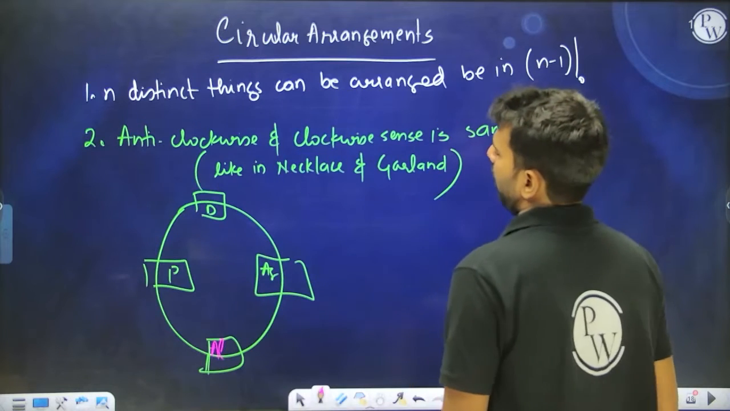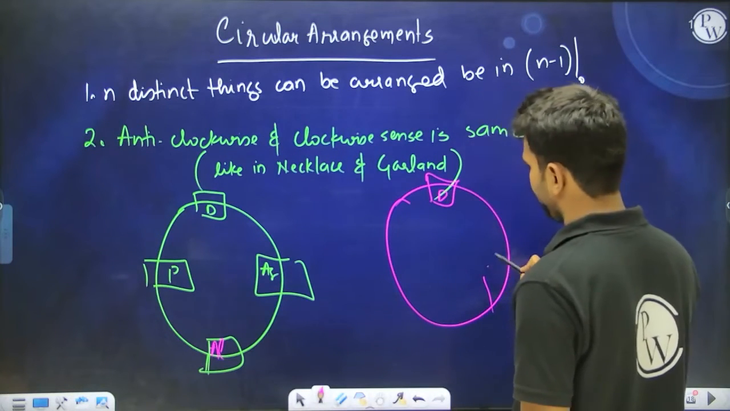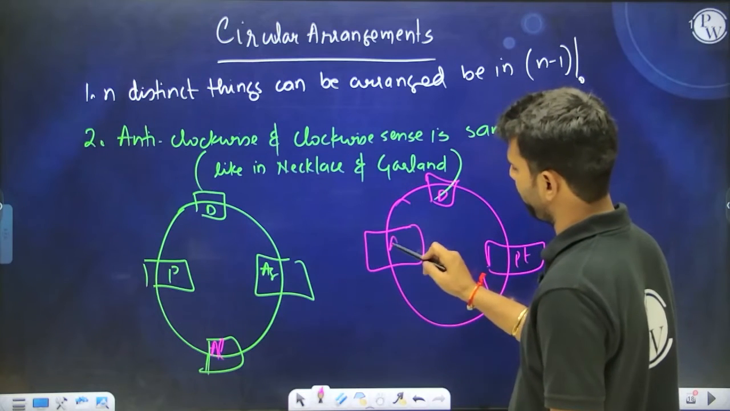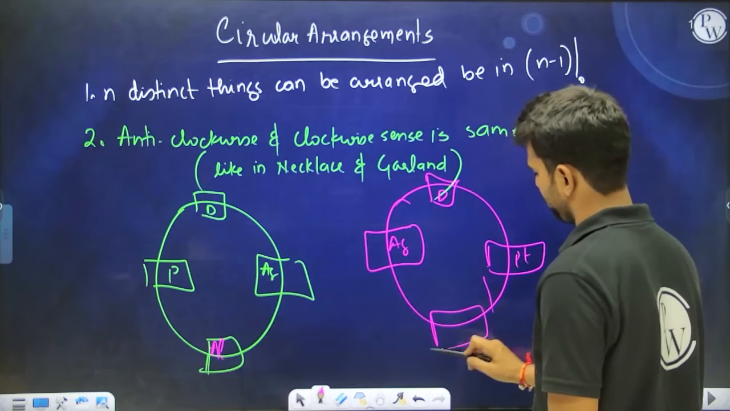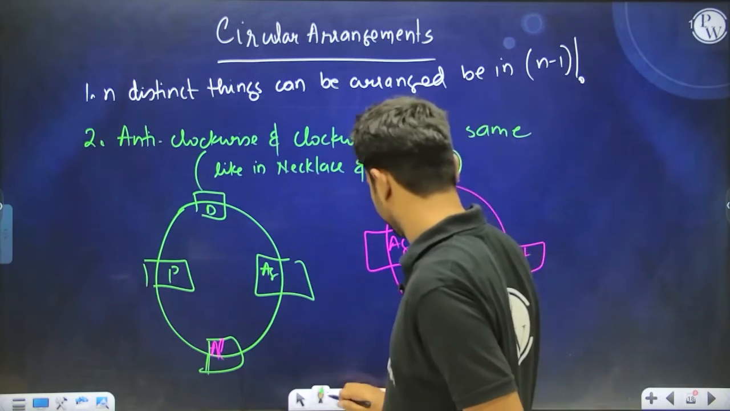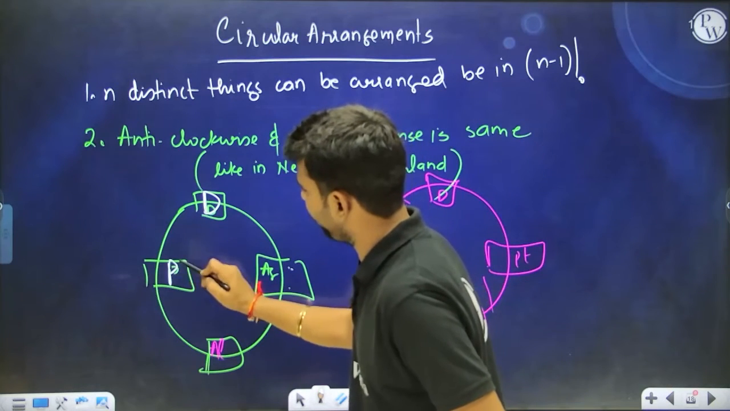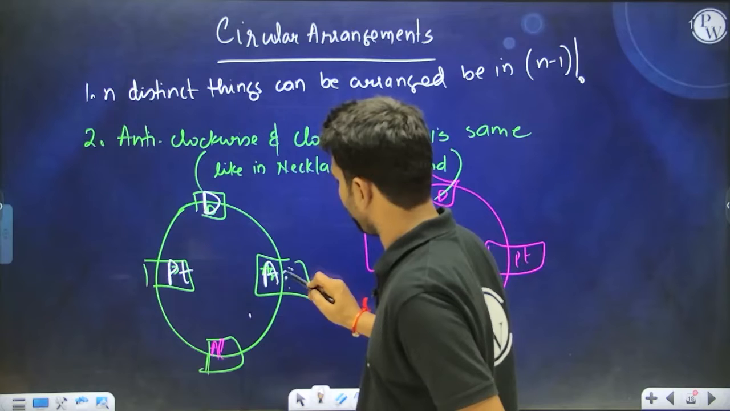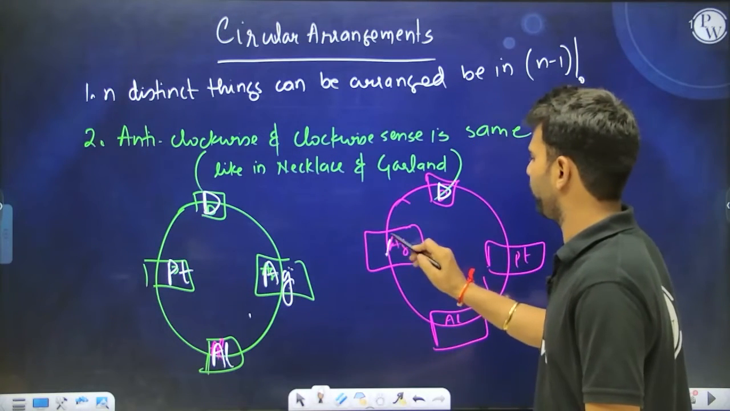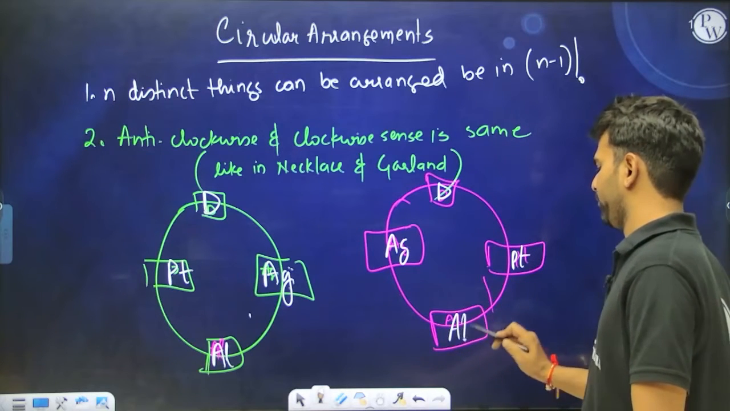If I give you one necklace like this, over here diamond is there, over here platinum, over here silver, and over here aluminum. Let me write these down neatly so that you can understand better. This is diamond, this is platinum, this is silver, and this is aluminum. In the other one, over here is diamond, over here is silver, over here is platinum, and over here is aluminum.